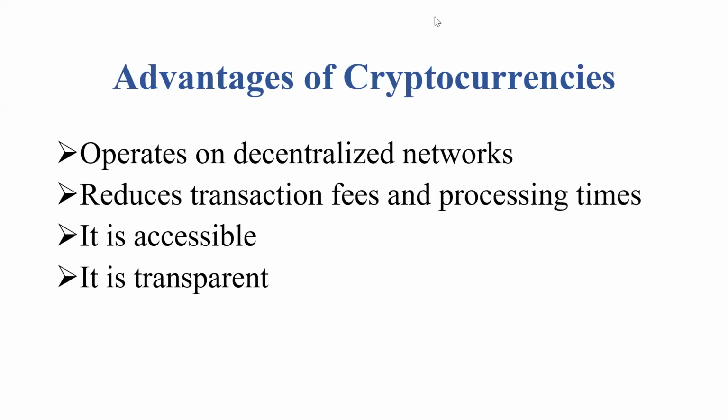So what are the advantages of cryptocurrencies? Well, cryptocurrencies operate on decentralized networks. We've emphasized this point earlier on. Transaction fees are reduced, processing times are also reduced, and cryptocurrencies are accessible and transparent based on the nature of how it is set up.